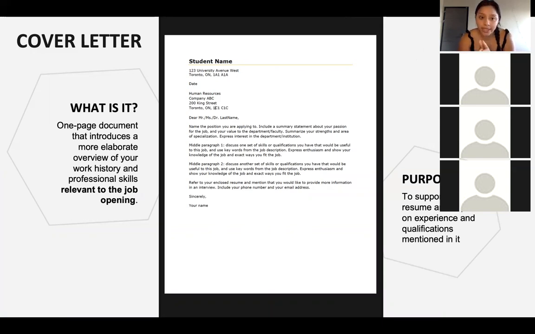And it's a one-page document that introduces a more elaborate overview of your work history and professional skills, and again, that is relevant to the job opening. So here, it's more of an opportunity for you to write it in a paragraph and explain why you're a good fit for the job.